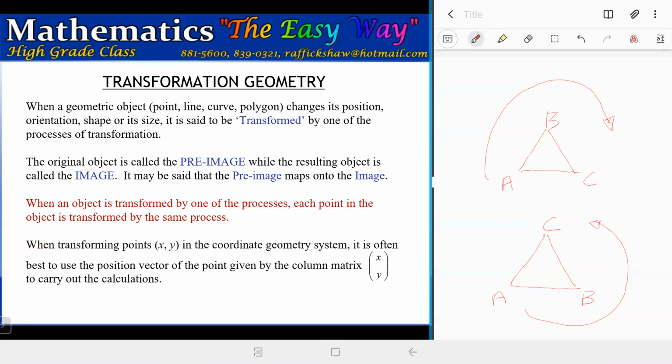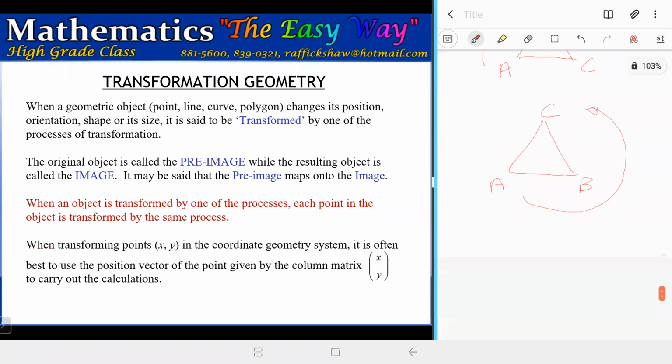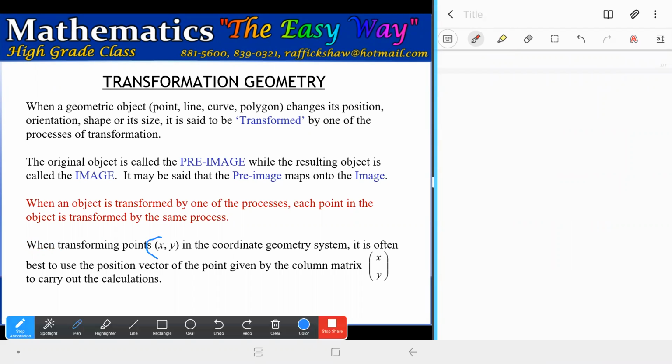For the purpose of calculation in transformation, we're going to be transforming points in the XY plane, that are usually written like that. For the purpose of the calculation, we're going to be using the column matrix. This is the column matrix right here.